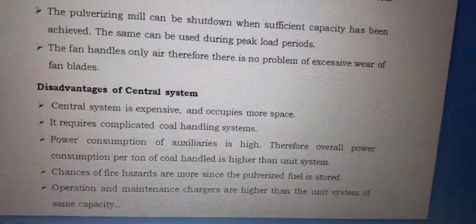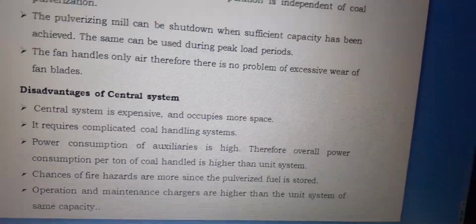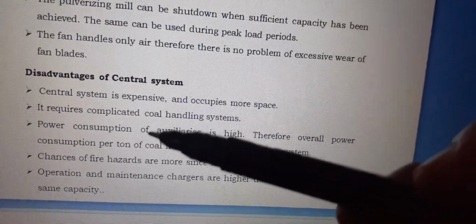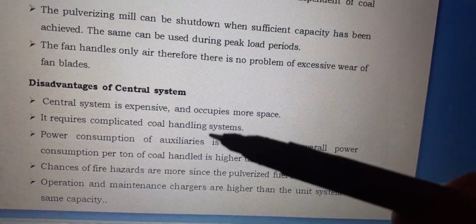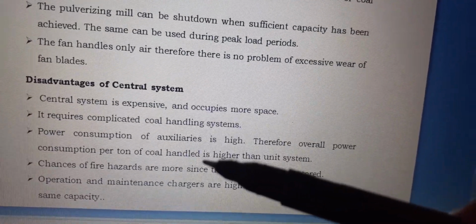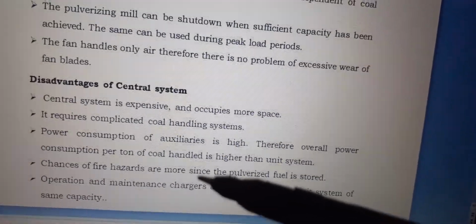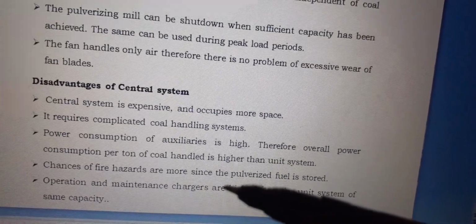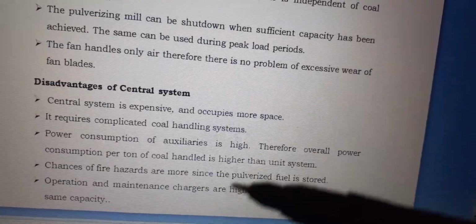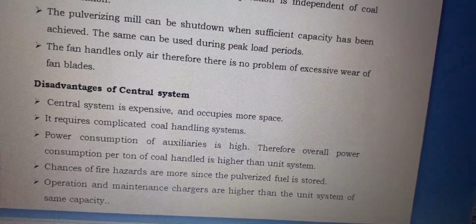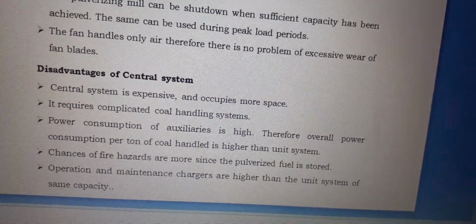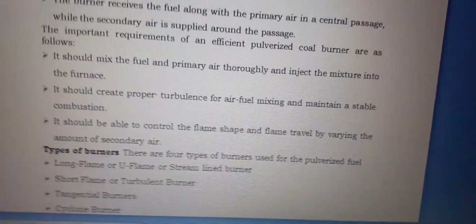Disadvantages: the central system is expensive and occupies more space, and it requires a complicated coal handling system. Power consumption of auxiliaries is high. Chances of fire hazards are more since the pulverized fuel is stored here. Operation and maintenance charges are higher than the unit system of the same capacity.